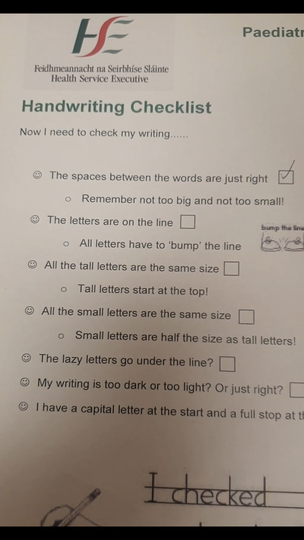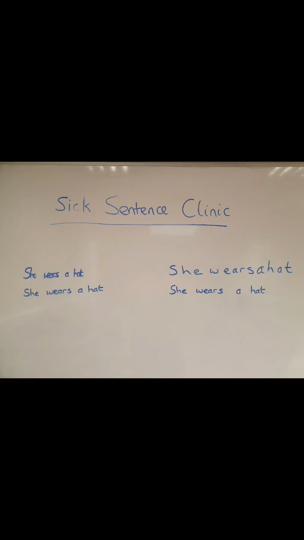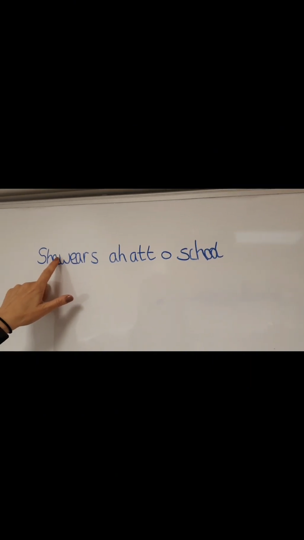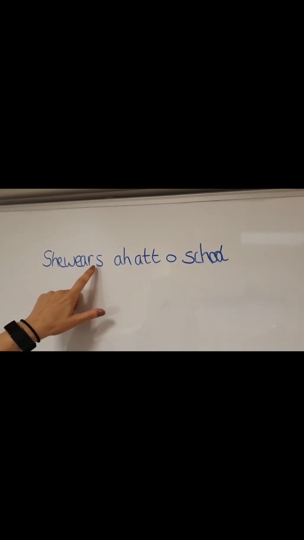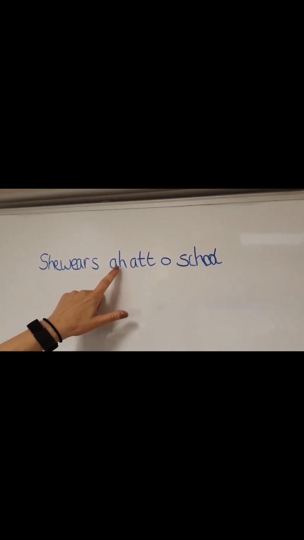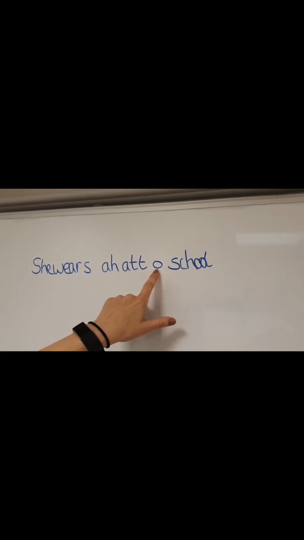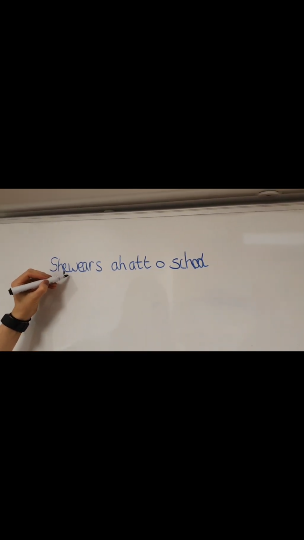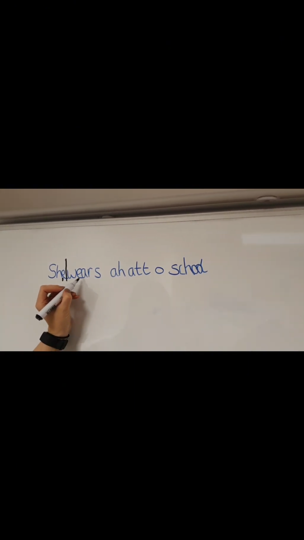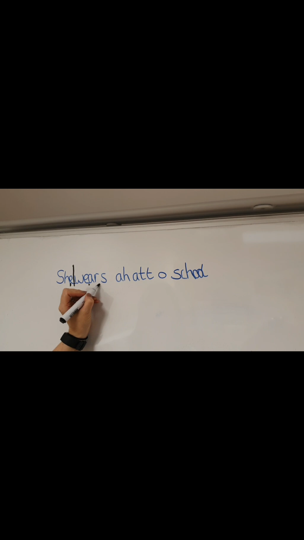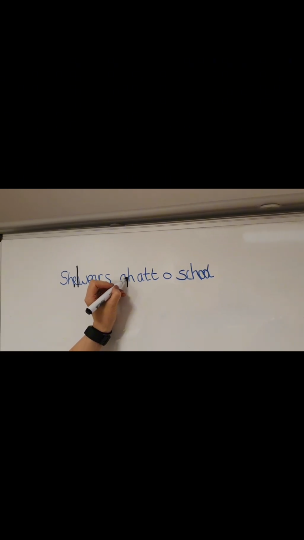Another idea is to play a game called the Sick Sentence Clinic. Write a simple sentence on the board or in a copy like this one, "She wears a hat," and fix the spacing errors by pointing out where smaller or larger spaces are required. You can do this with strokes such as this one, or with something more tangible like pennies or balls of blue tack. Then rewrite the sentence and check it again.